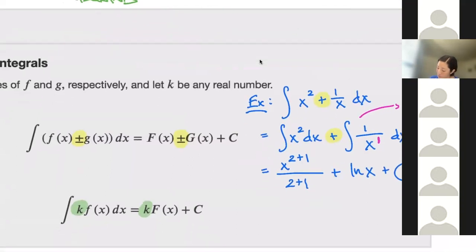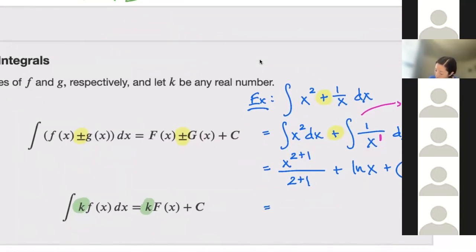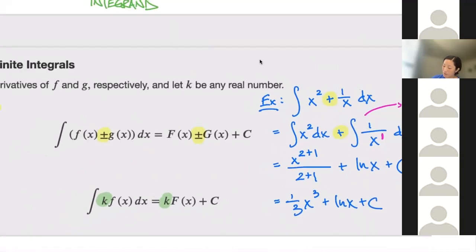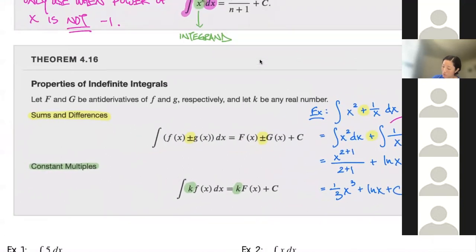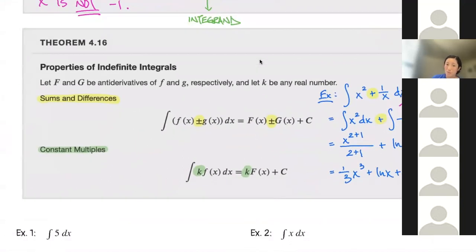And so altogether, we would get 1/3 x cubed plus natural log x plus c as the antiderivative. So that's an example of the sum and difference rule. All right, and let's squeeze in an example of the constant multiple rule.